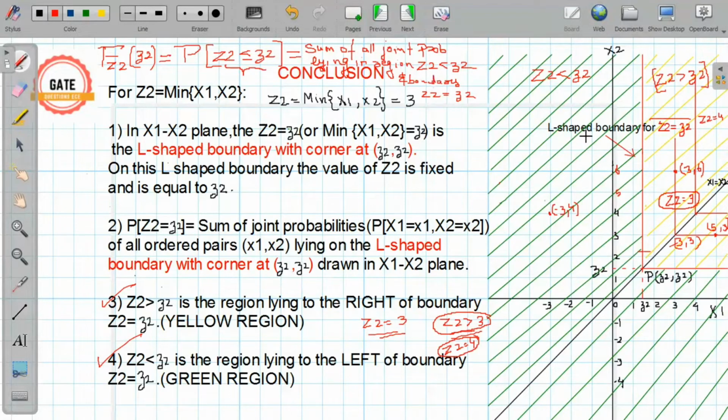So this probability is the sum of all the joint probabilities that are lying in this green region of capital Z2 less than small z2, and on this boundary capital Z2 is equal to small z2. So this is the graphical definition of CDF of Z2, which is the minimum among x1 and x2. Now we will use this graphical definition in finding the solution to our problem B of question number 102. So let's see its solution now.